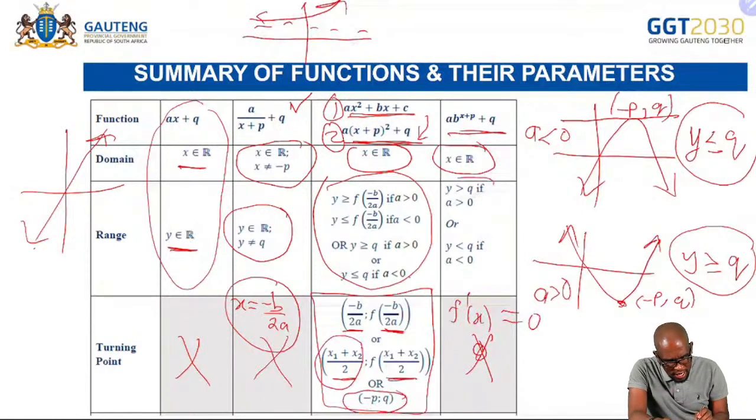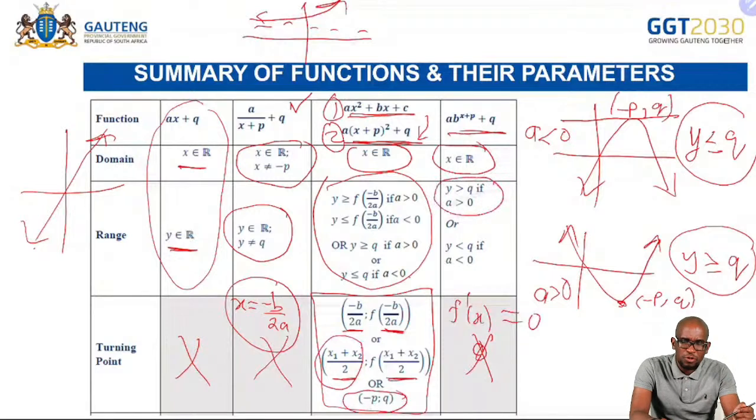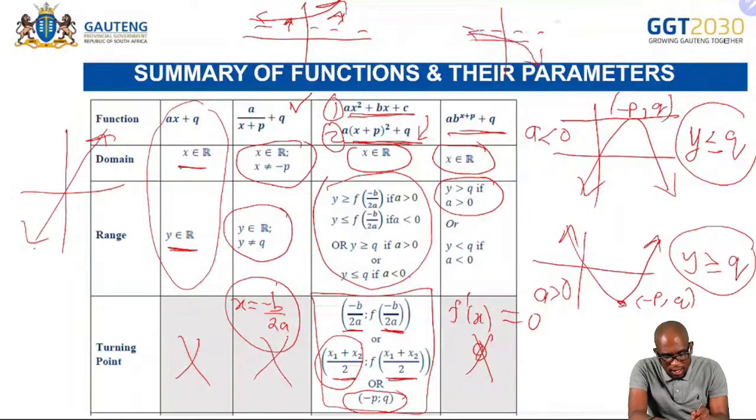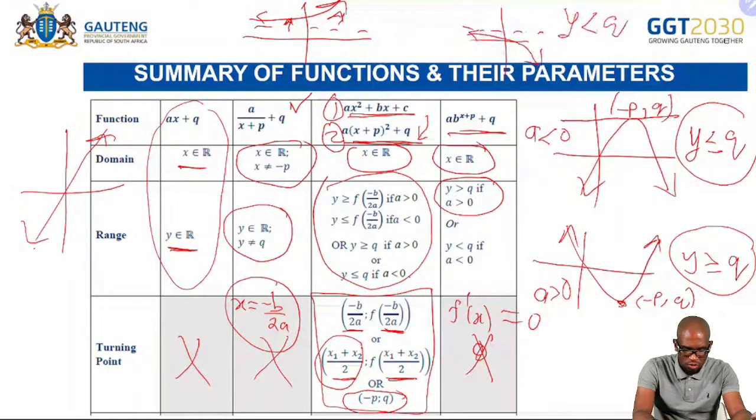But for the range, it also depends on the value of a. If a is positive, the range is y greater than q, because the graph is defined above the asymptote. But at times you find that the graph is drawn below the asymptote. If the graph is drawn below the asymptote, then the range would be y less than q, like that.